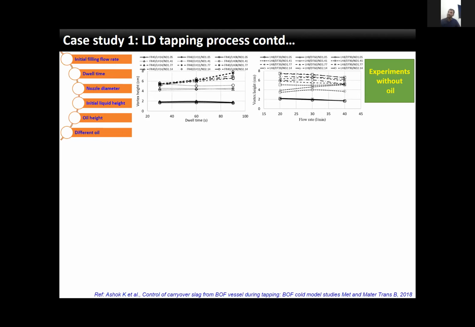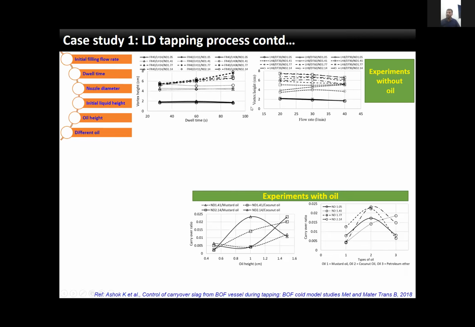But surprisingly, very interestingly, we could see that when residual motion is present in the liquid, it is suppressing the vortex formation in the BOF process. How is it happening? That we can see. Here, these are the results that were conducted with oil.